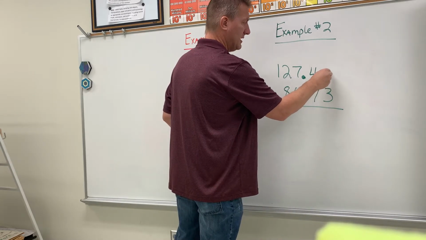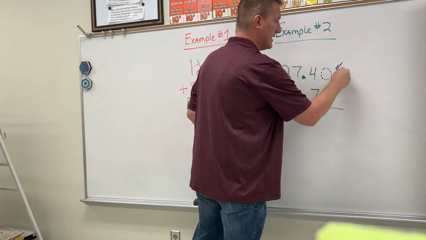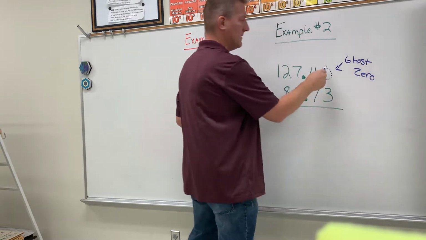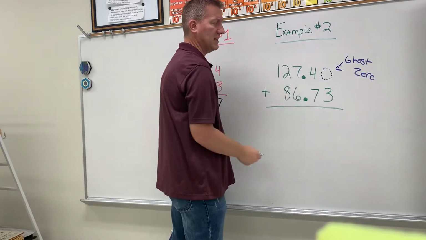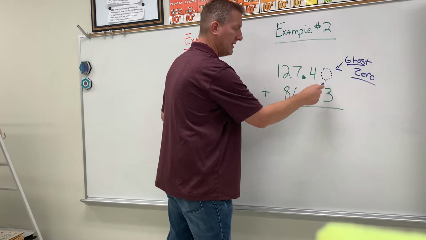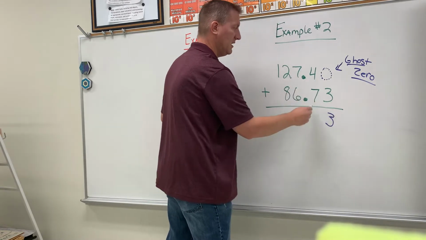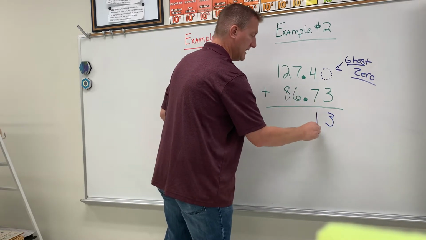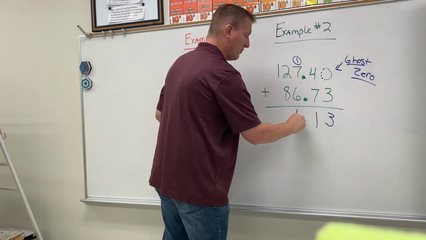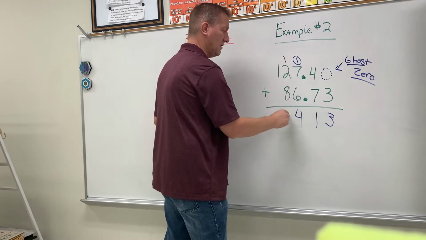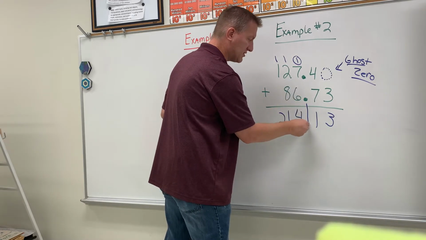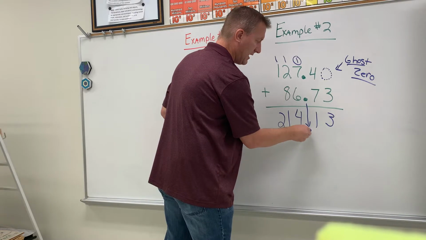And so I'm gonna put in a little ghost zero. So that's called a ghost zero. There's no zero there, but that holds the place value. So I call that a ghost zero. Okay, so I put that in, and then I go 0 plus 3 is 3, 4 plus 7 is 11, carry the 1. That's 13, plus 1 is 14. That's 11, that's 2. Now, the decimal drops straight down, and it's here.